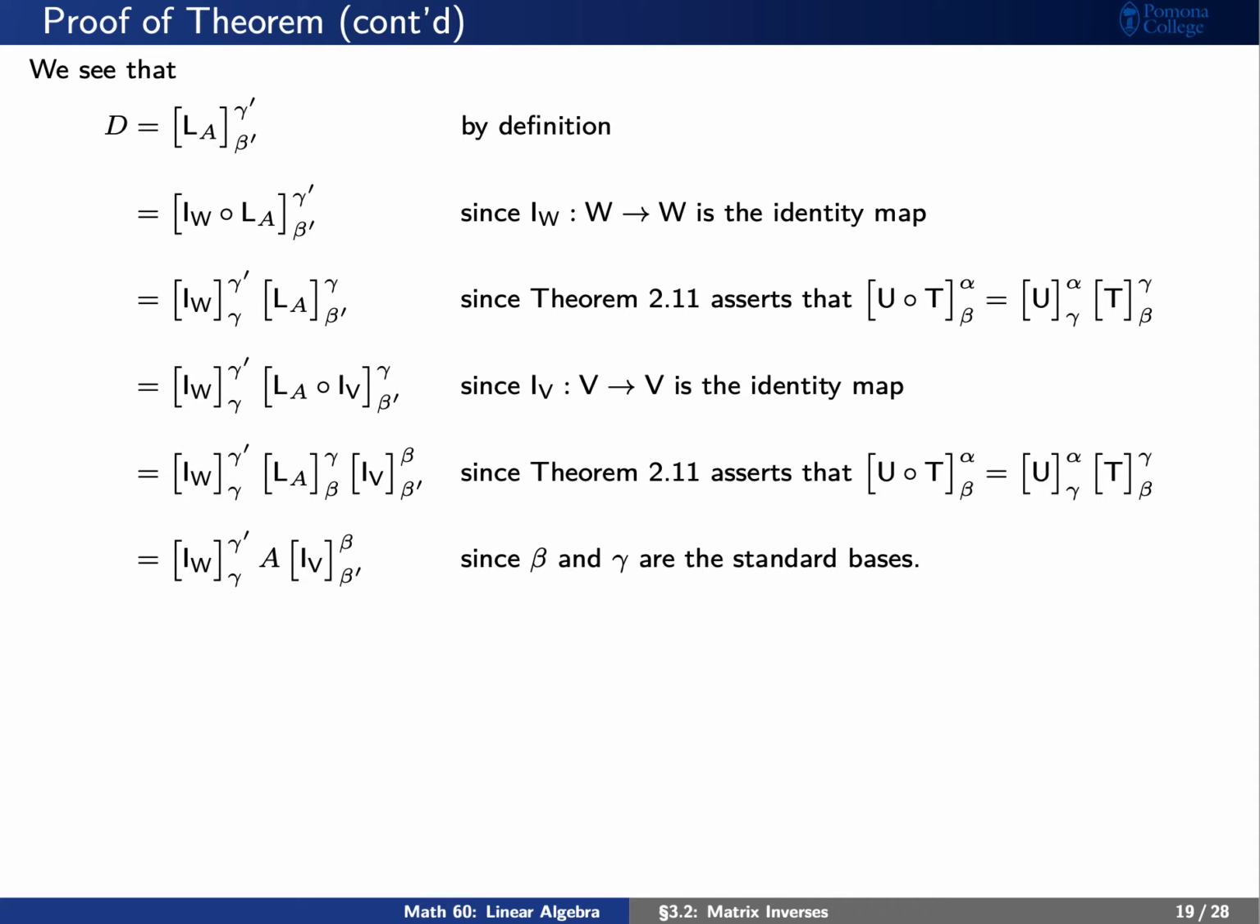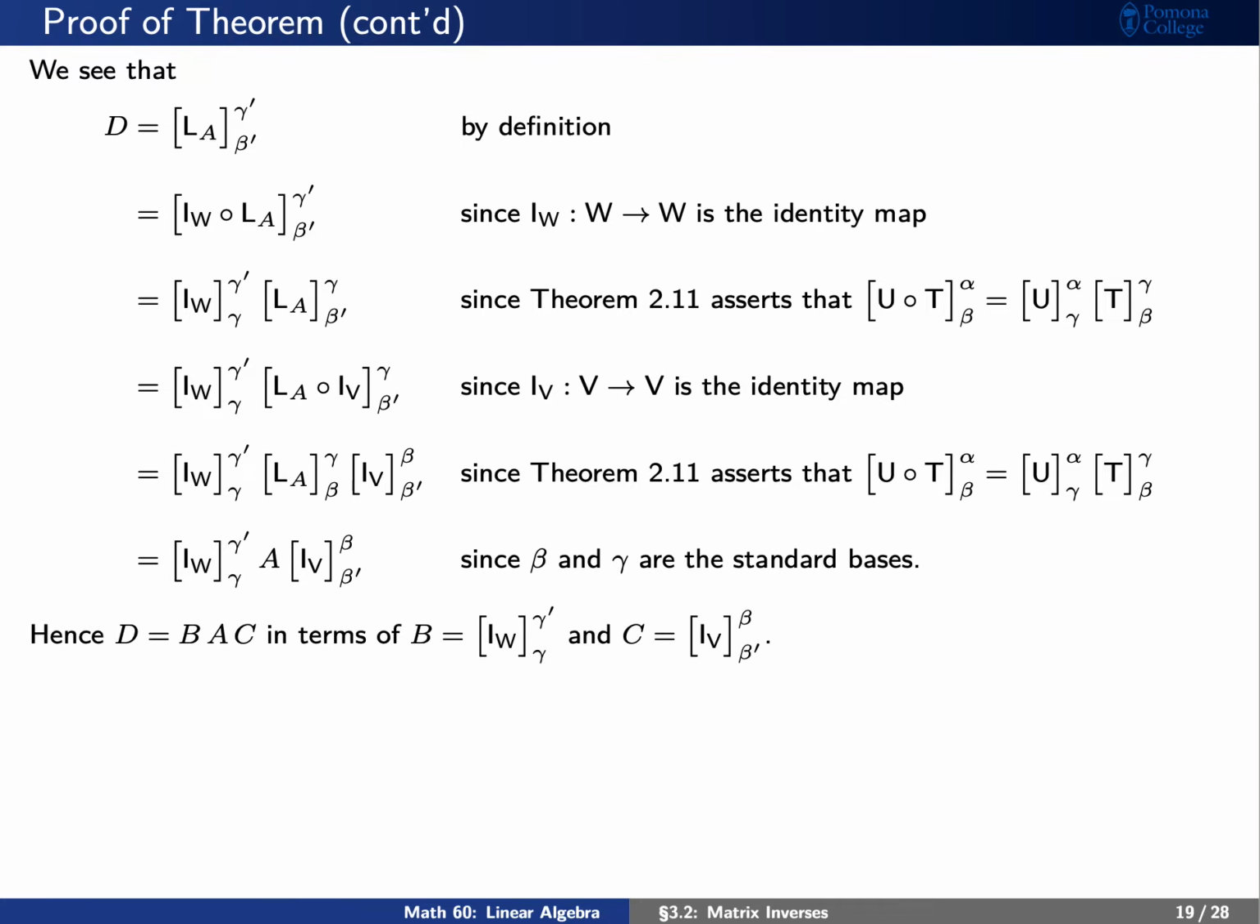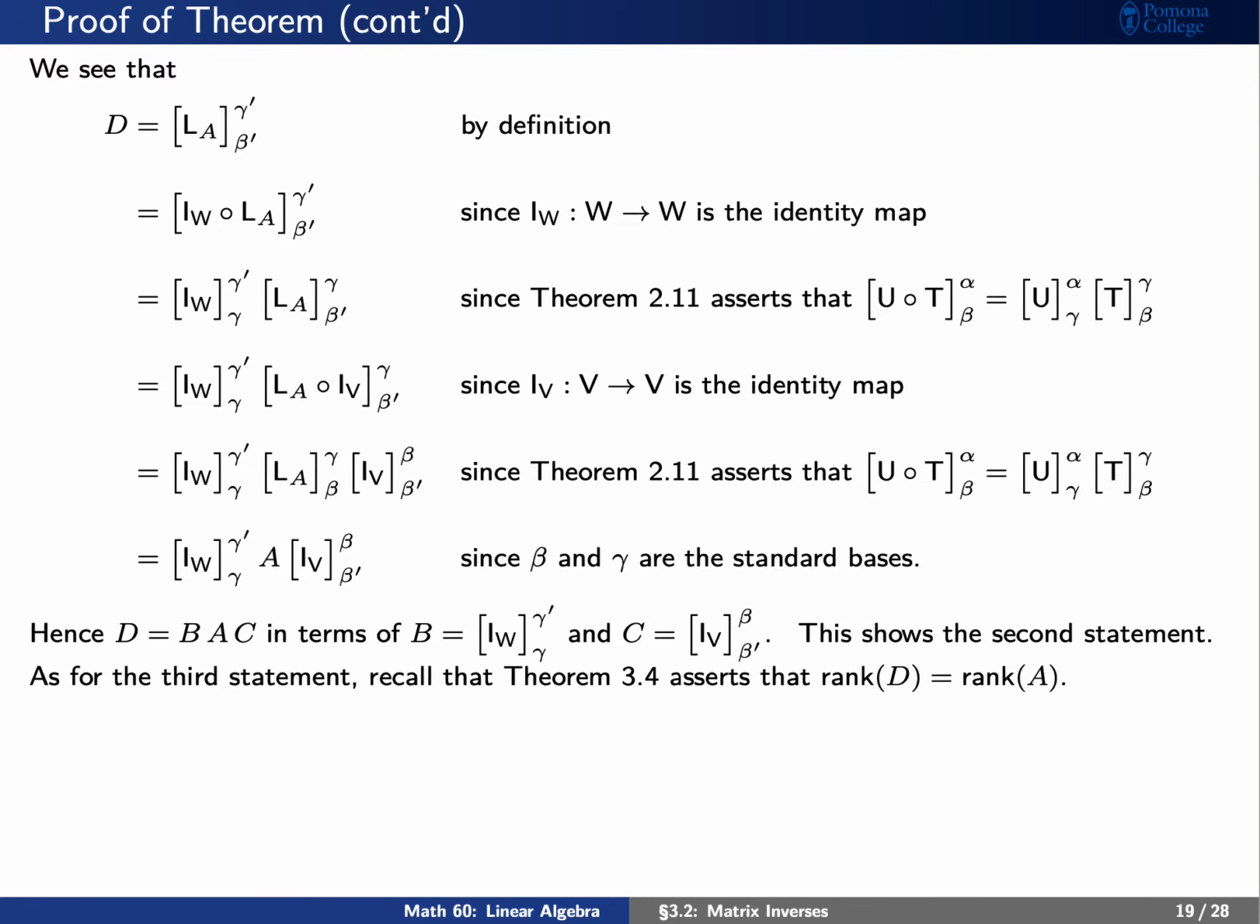By staring at the diagram that I showed at the very start of the proof, we actually see that our D can be expressed as a product B times A times C by simply looking at how things factor in the various compositions. This now shows the second statement. As for the third, we really need to stare at the idea that the rank of D is the rank of A. Again, B and C are invertible matrices.